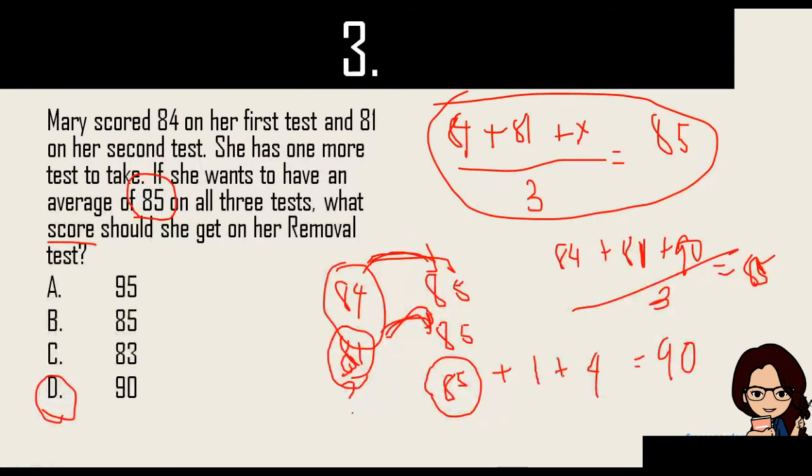Okay? So, again, you saw the time you'll save. When you see this question, start at 85, look at the first test, 84, so 86. Then the 81, 90. And then you have the answer, even without this equation, which is messy and long.